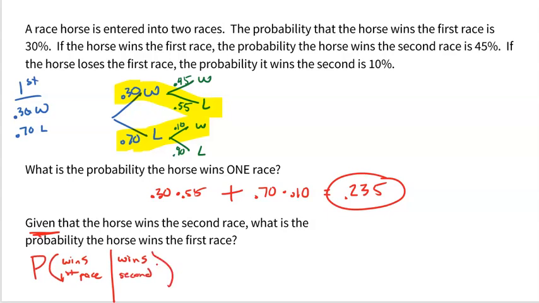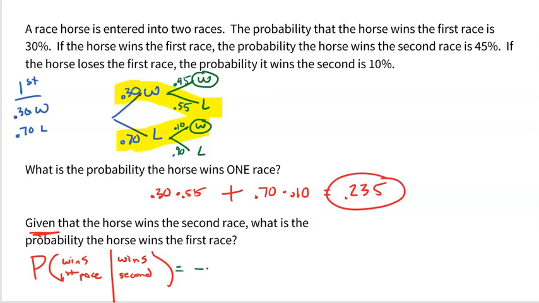Okay. Now you might say, well, probability wins the first race. Oh, they told me that, 30%. No. You are told the horse won the second race. Yeah, we know that. That was the condition. Horse won the second race. Now we can say, okay, what was the probability he won the first race? Because if you win that second race, that happens right here and right here. That doesn't mean he won the first. He could have won the first or he could have lost the first.